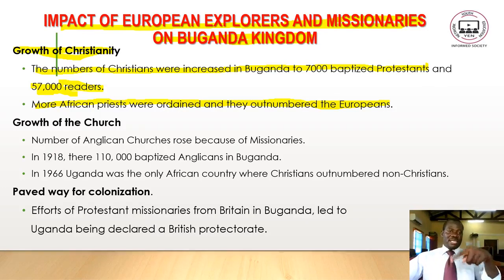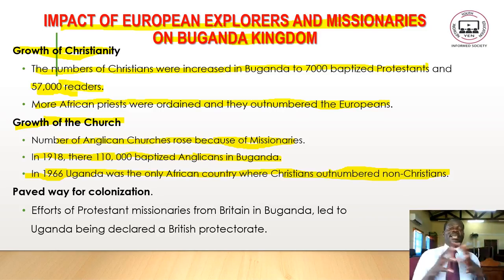So that's why we are saying that in Buganda, Christianity grew. And growth of the church. So the number of Anglican churches rose because of the missionaries. And in 1918, there were 110,000 baptized Anglicans in Buganda. In 1966, Buganda was the only African country where Christians outnumbered non-Christians. So we see to it that in Buganda, they accepted Christianity in large numbers. So in 1966, there was no other African country with more Christians than non-Christians.